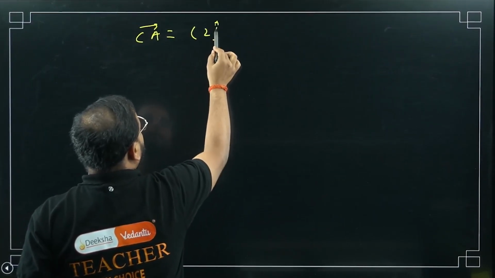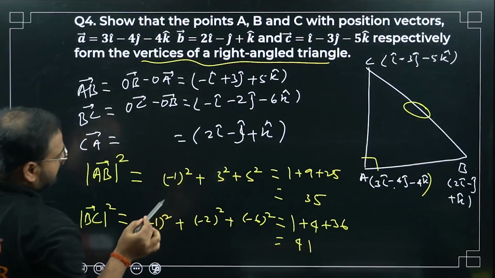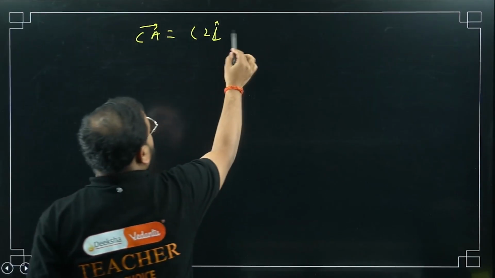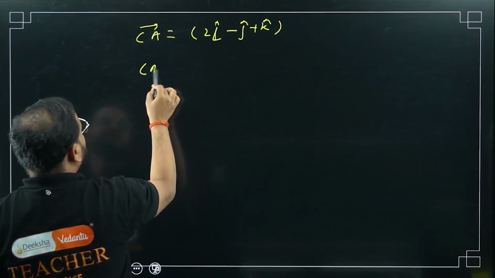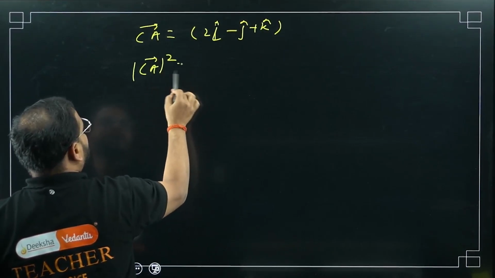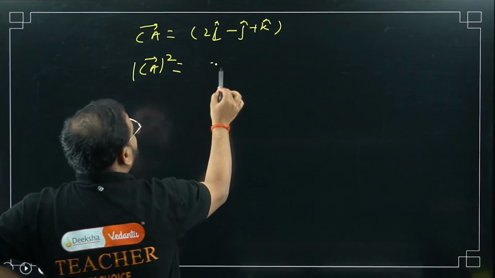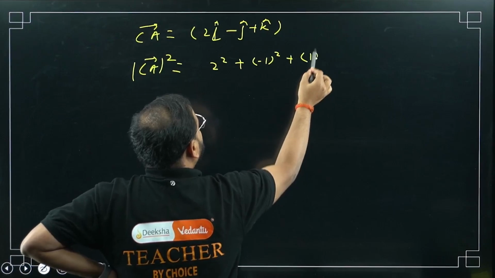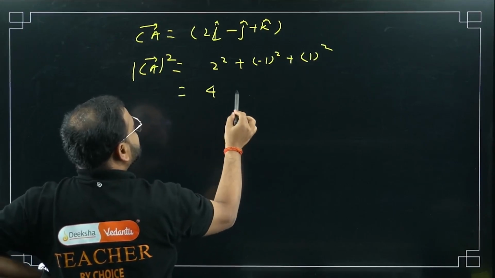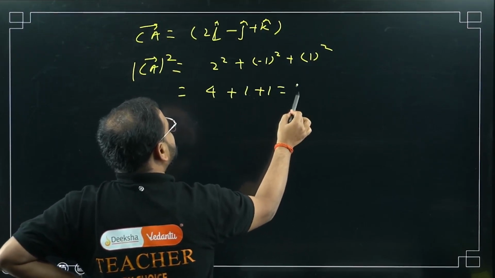2i cap. How much is that? Minus j cap plus k cap. Find the magnitude squared again. It will become 2 square plus minus 1 square plus 1 square. How much is that? 4 plus 1 plus 1, which is 6.